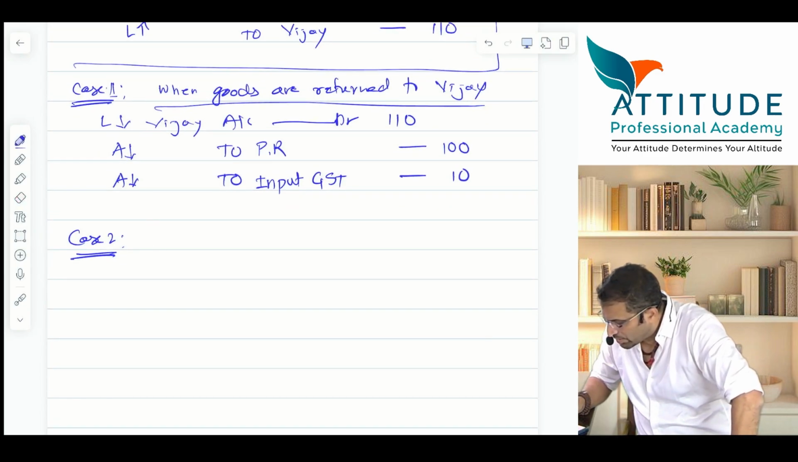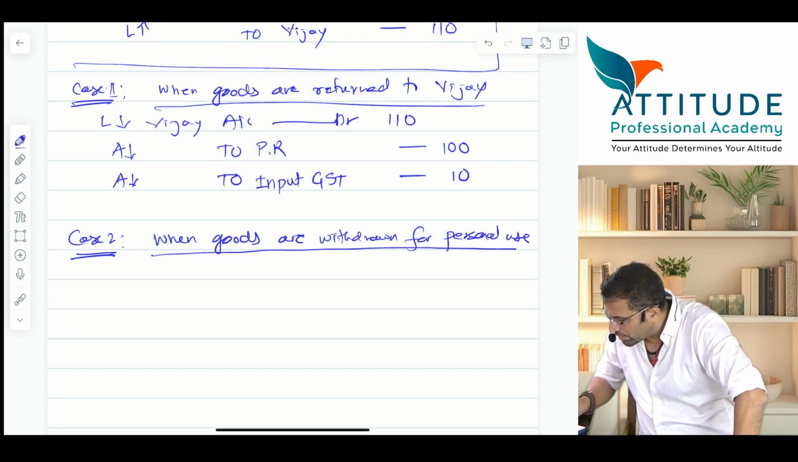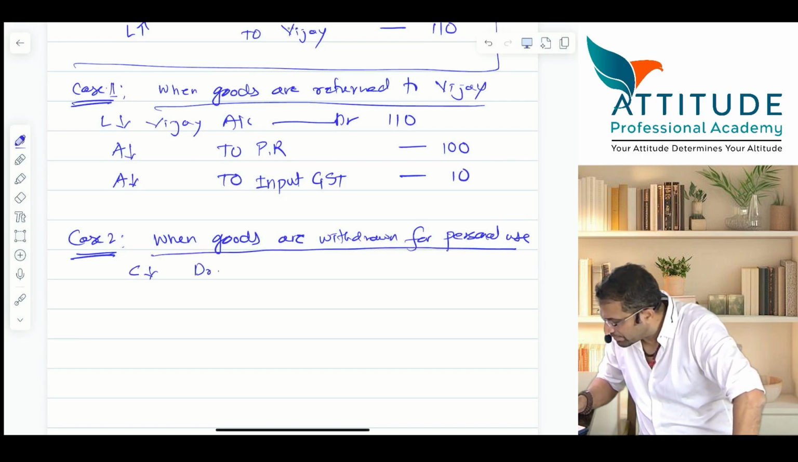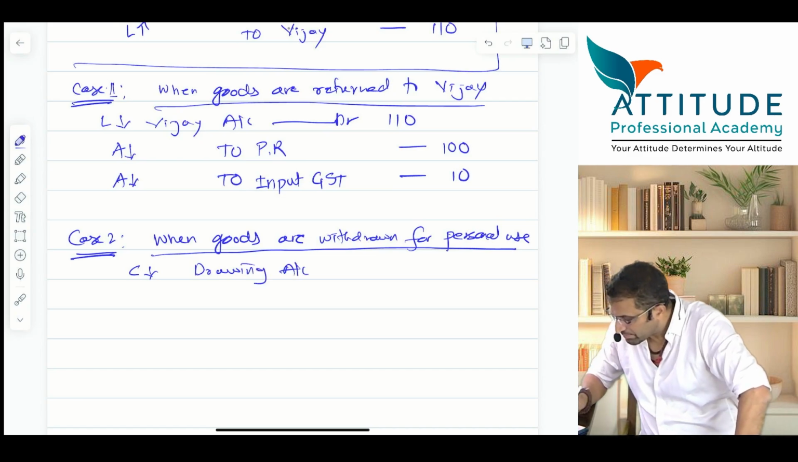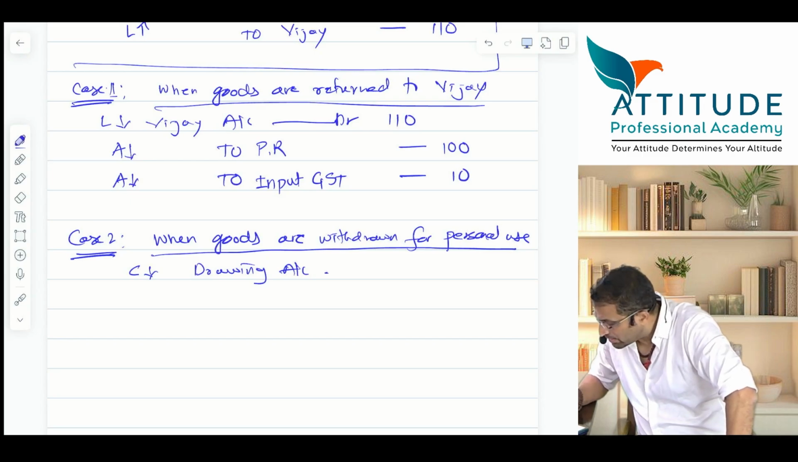When goods are withdrawn for personal use, tell me the entry. Very good. Capital reduces. Drawings account debit. Drawings account. Oh, sorry. Correct है. Drawings account debit. कितना?